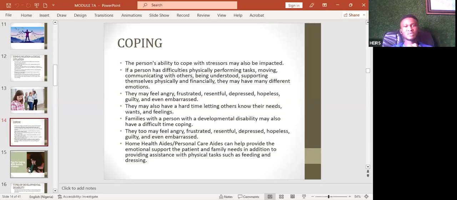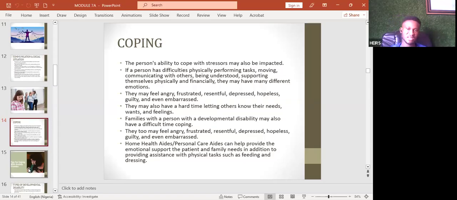Now, families with a person with a developmental disability may also have difficulty in coping too, because this person may not be able to tell you, okay, let's say someone who cannot even talk. He can't tell you he's hungry. You have to figure that out. He can't tell you he wants to pee. You have to figure that out. Maybe he can't really express himself. So the parents just have to figure every single thing out by themselves. So even for the parents or for the families of these persons, it is even more frustrating for them.